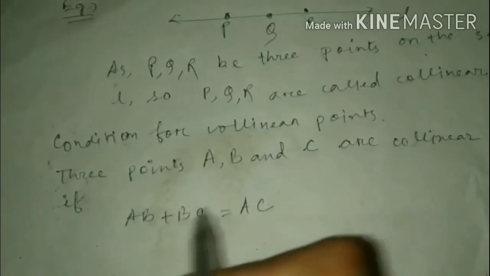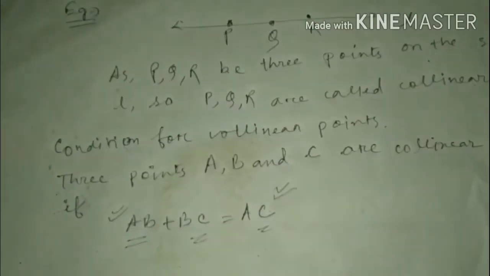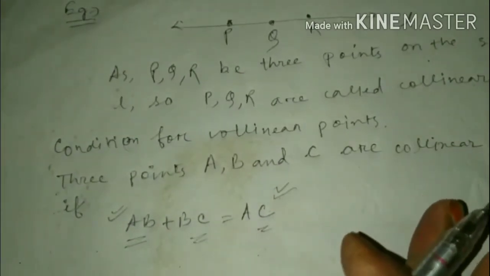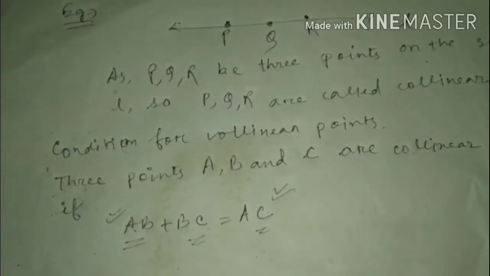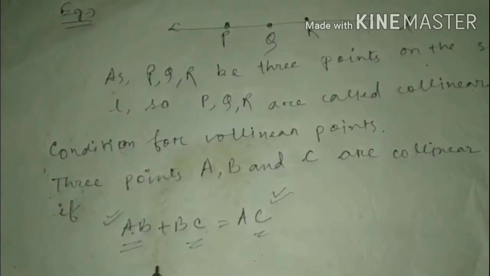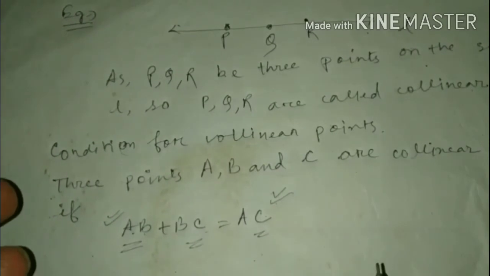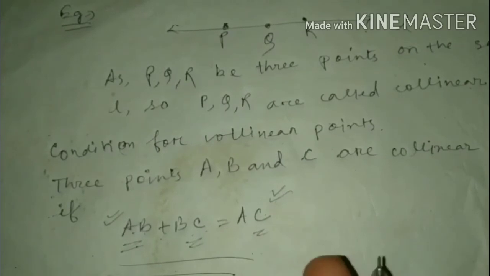That means we have to find the distances between the points: AB, BC and AC. First we will find the distances. Here 3 points will be given. We will find the distances AB, BC and AC. And then if the sum of any two distances is equal to the third distance, then the points will be collinear. So we will use this theory to prove that the given points in question number 3 are collinear. You always remember this condition: the sum of two distances will be equal to the third distance. Okay, let us proceed to the question number 3 solution.